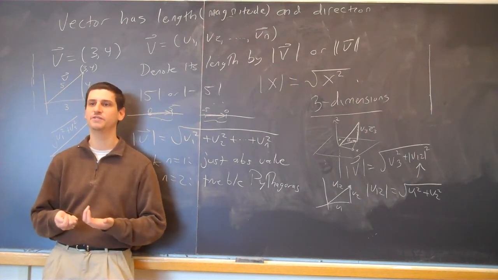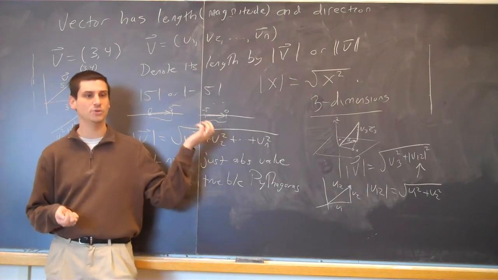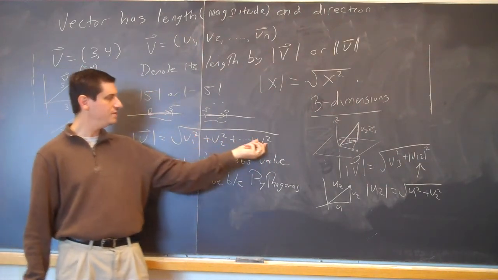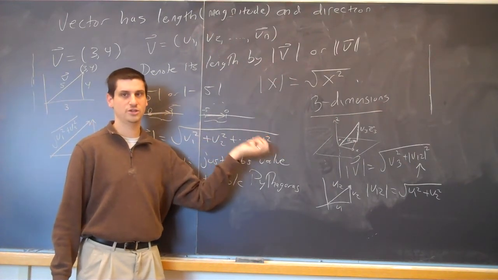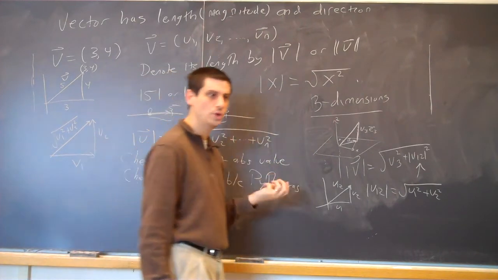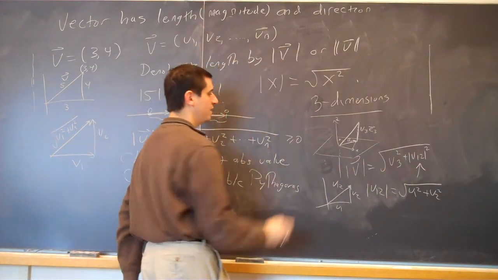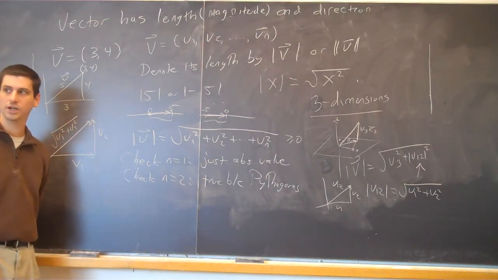You can't have negative values. So for length, I have to be able to allow 0. And if you think about what's going on, v1 squared, v2 squared, even if these numbers are negative, their squares are non-negative. And so the sum of the squares is non-negative, and their square root is going to be non-negative. So I will get that the length of my vectors is greater than or equal to 0. Okay?